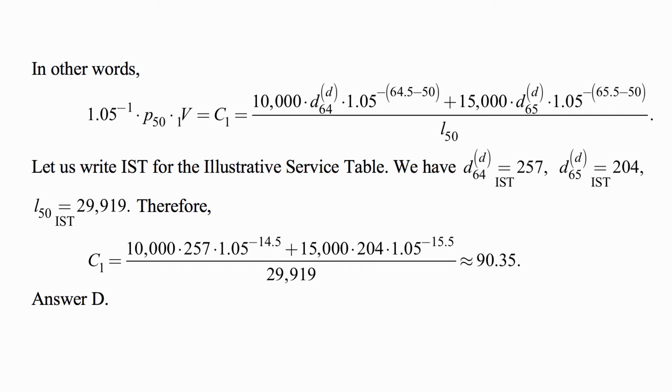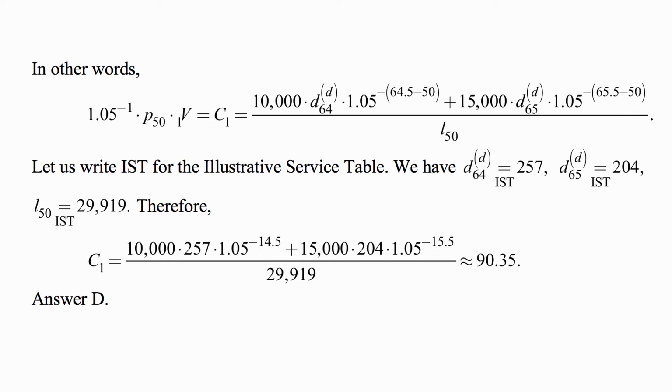Anyway, you might want to ask the question, how do they know that somebody is going to die at age 65.5 and then pay in advance at age 65.5? Not relevant, because the problem tells you to do what the formula says here. And then it's the $15,000 benefit discounted with the probability being D65 divided by L50 and the discount factor being 1.05 to the negative 65.5 minus 50.